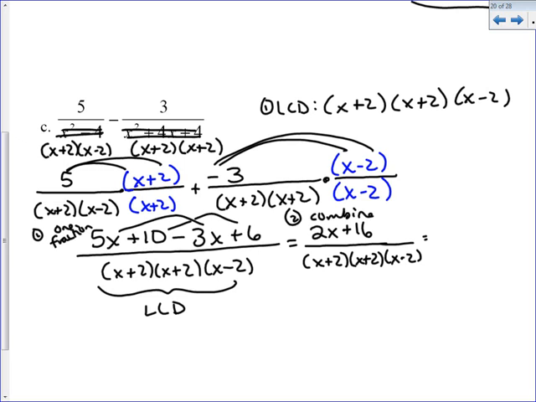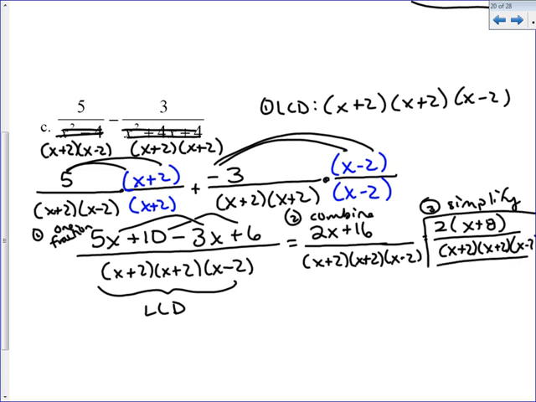And what's the last step? Simplify. Can I factor my numerator? Yes. I can factor out a 2. Does anything cancel? No. And on your final answer, you may write x plus 2 squared if you want to save yourself a little bit of writing. So I was able to factor it, but still did not simplify. Questions?